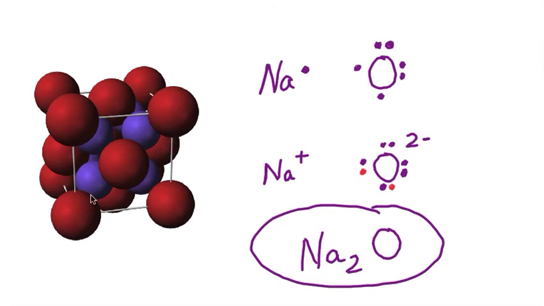Na2O. There are 6 purple in here if you count them, and there are 12 oxygens in this little unit of a crystal. Again, continue this crystal out in 3 dimensions and you'd have sodium oxide.